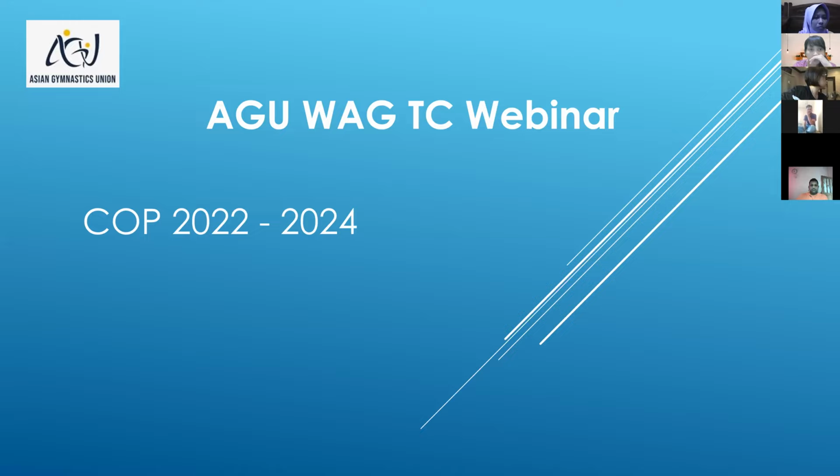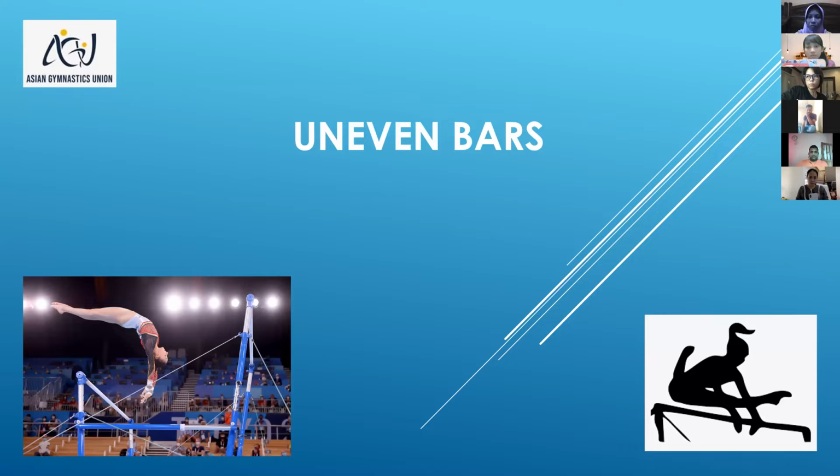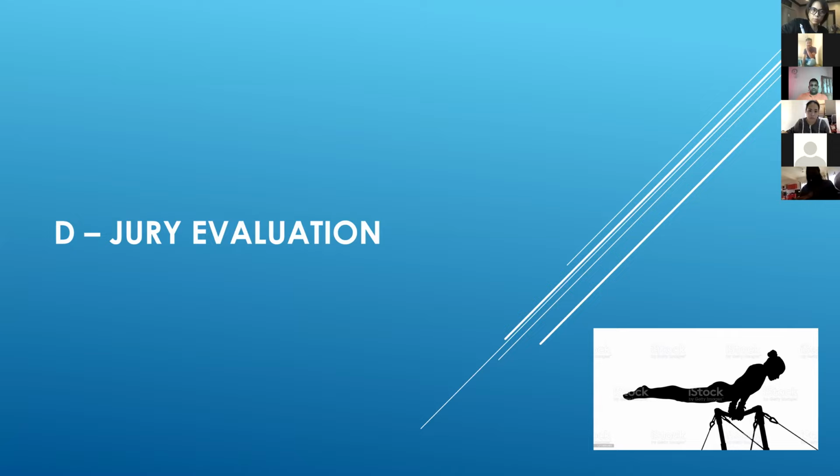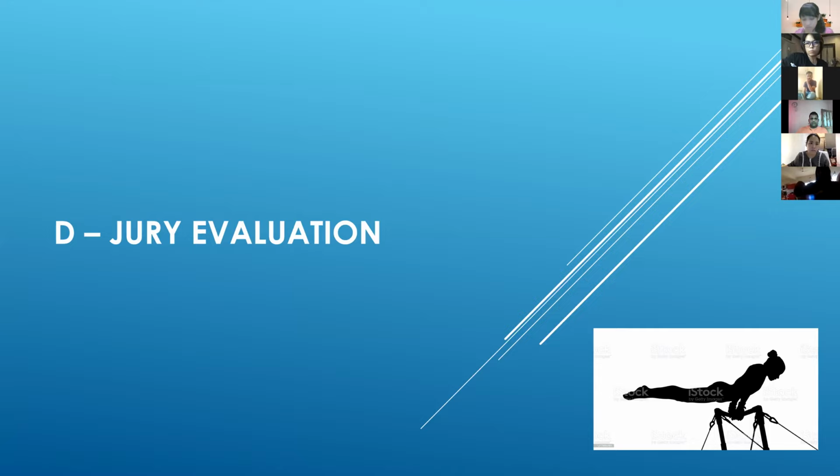So here we go. For the uneven bars, we try to understand and apply the new rules as per the Code of Points 2022-2024. And here is the most beautiful position, I think, from Nina Derwael, while doing the Shaposhnikova type element. And let's start with the D jury evaluation. Try to remember, dear friends, all the difficulty values, especially the new ones which were downgraded or upgraded, and try to remember the connections. Not many changes on the bar, just a few. So I hope everything will be okay.